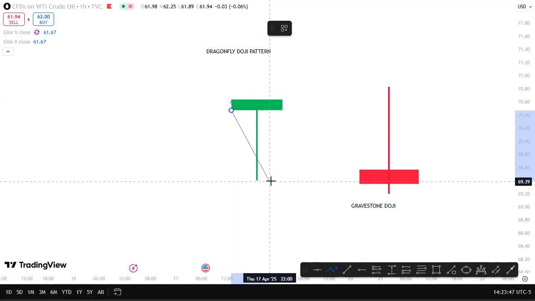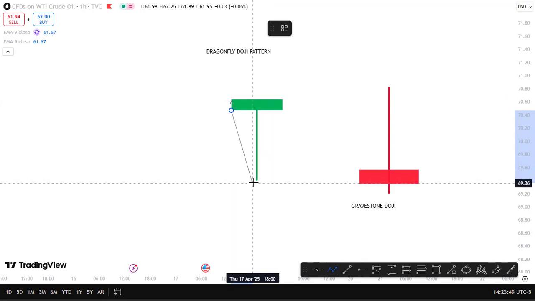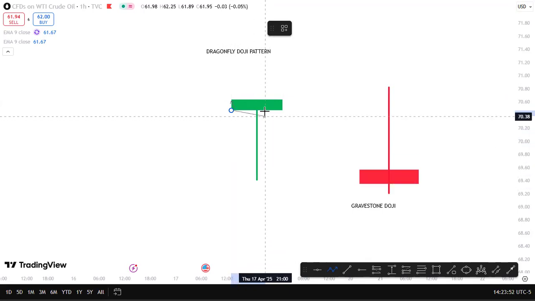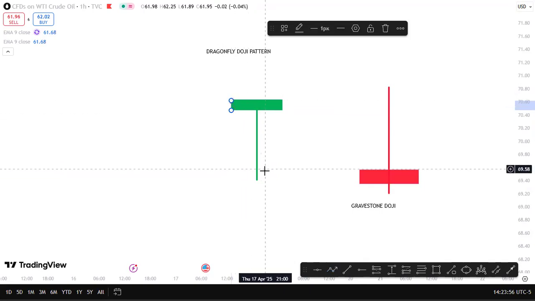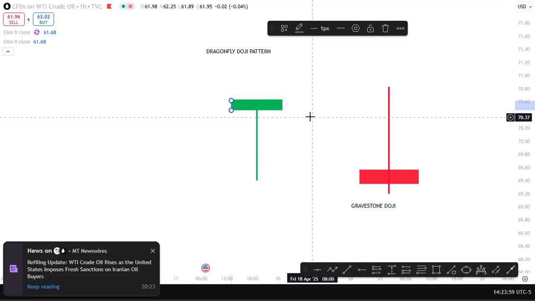When they push the price down, buyers say, no, this is not going to happen. Buyers were then able to push it back up with all their strength until it reaches here, and the price closes at this point. So this is an example of a dragonfly doji.